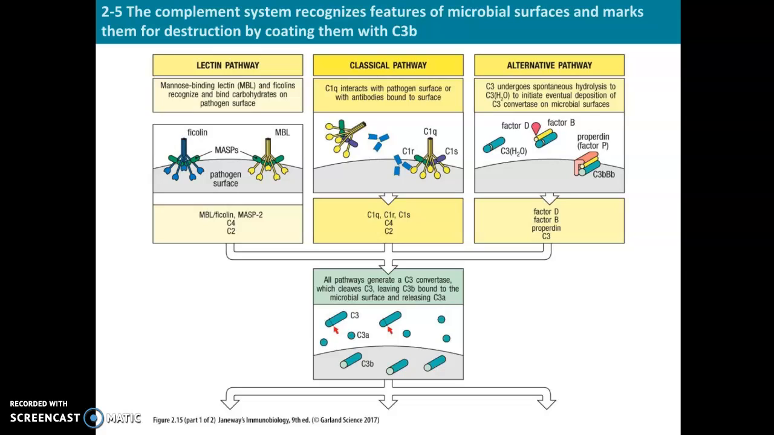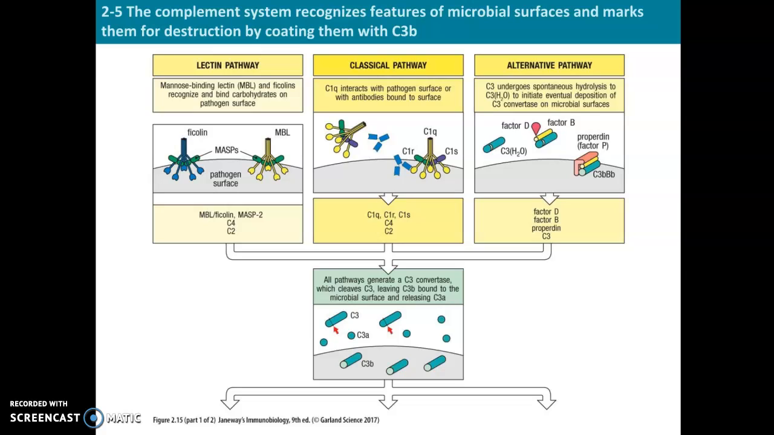In the case of the alternative pathway, it's going to be the spontaneous hydrolysis of C3 that initiates the deposition of C3 onto the surface, and then factor B shows up and binds to it. Factor D cuts, and you end up with a C3bBb complex, and that in conjunction with properdin acts as a C3 convertase.